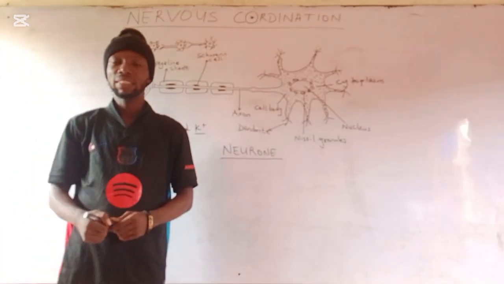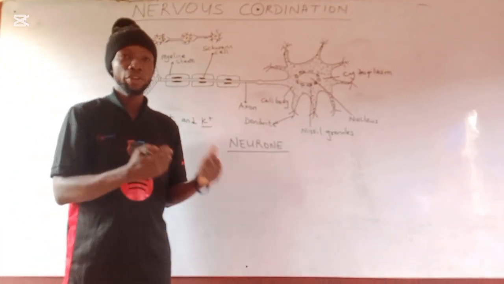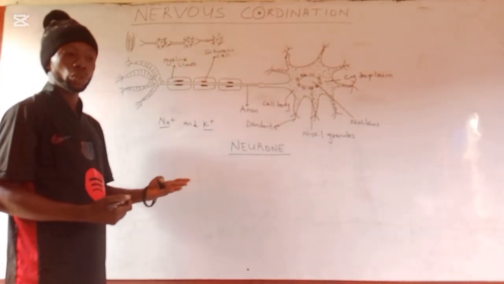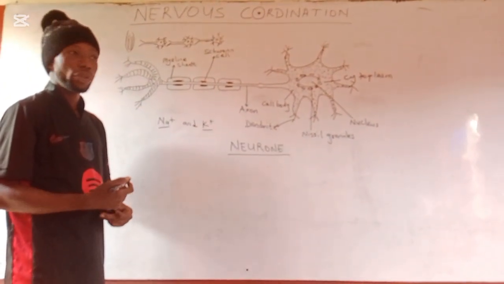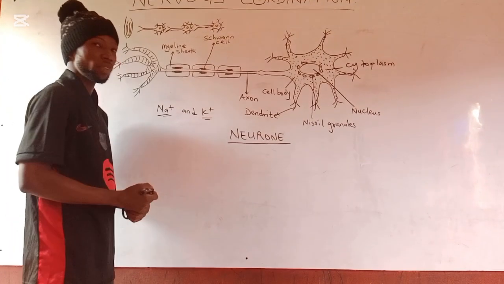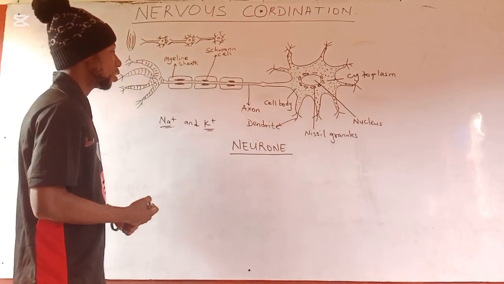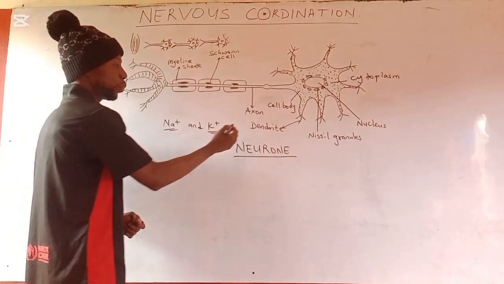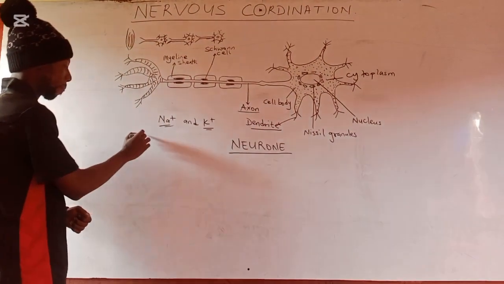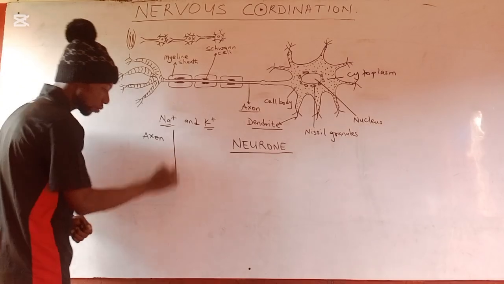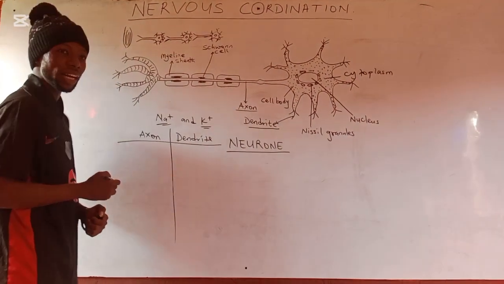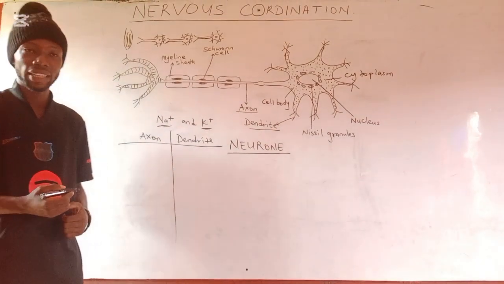So we are going to look at the functionality of a neuron. Now, like I said before, neurons send information in form of electric signals using two important electrolytes, the sodium and the potassium ion. Now we are going to look at the difference between the axon and dendrites. What are the differences between axon and dendrites?